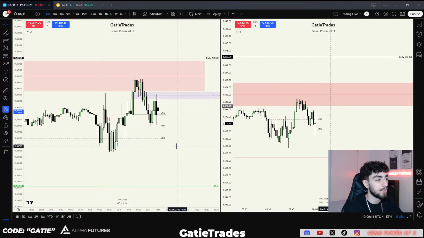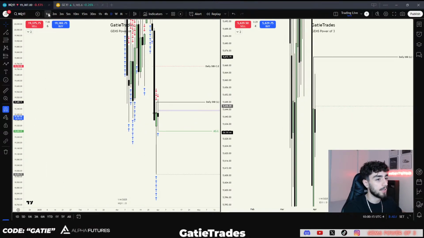Why don't you like longs in the daily chart? There's just no clear objective. It's inside the daily bearish fair value gap.